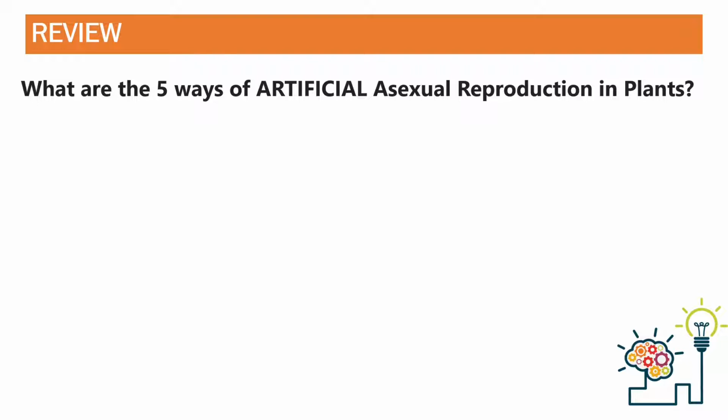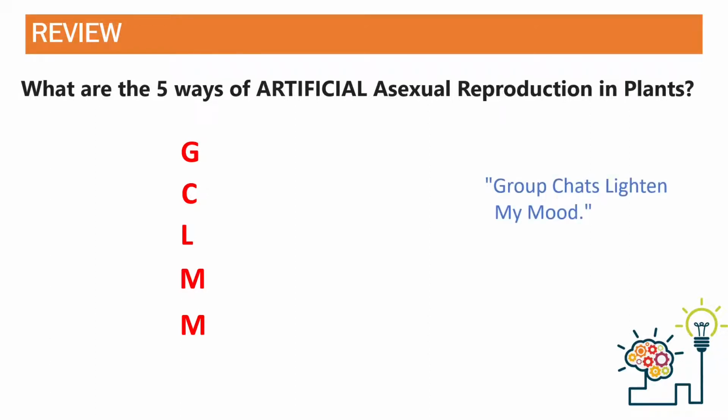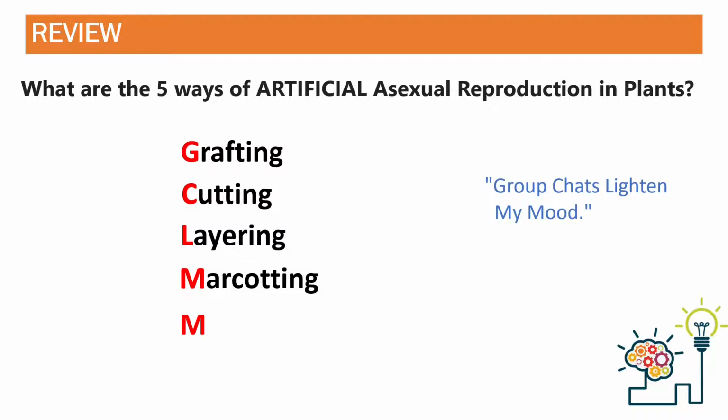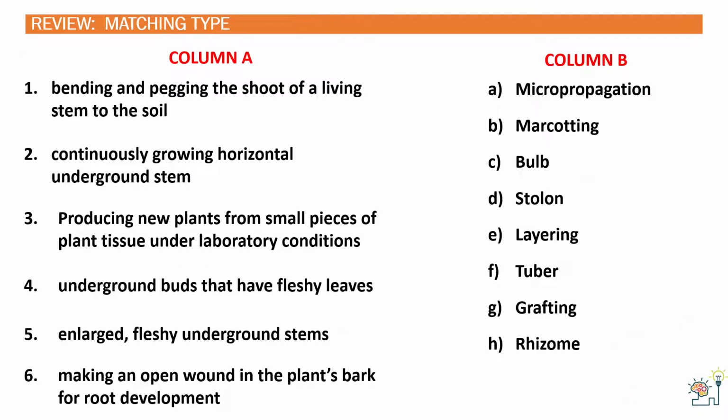What are the 5 ways of artificial asexual reproduction in plants? You just have to remember GCLMM, and the mnemonic that you have to take note of would be "group chats lighten my mood." So G would be grafting, C is cutting, L is layering, M is marketing, and M is micropropagation.